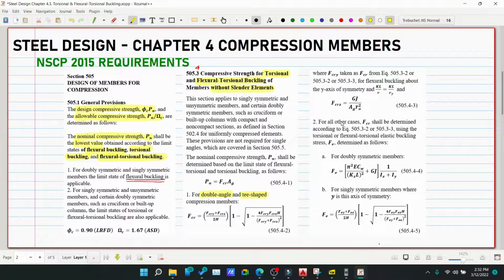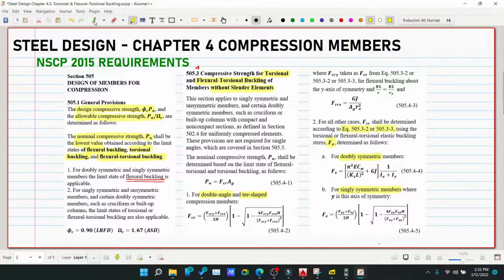Okay? Pero, for all other cases, yung ating Fcr naman kasi is manggagaling sa ating equation 505.3-2 or 505.3-3. Then, kailangan natin kunin yung Fe. And then, ito, dalawa yung ating Fe: yung Fe for doubly symmetric and Fe for singly symmetric members.